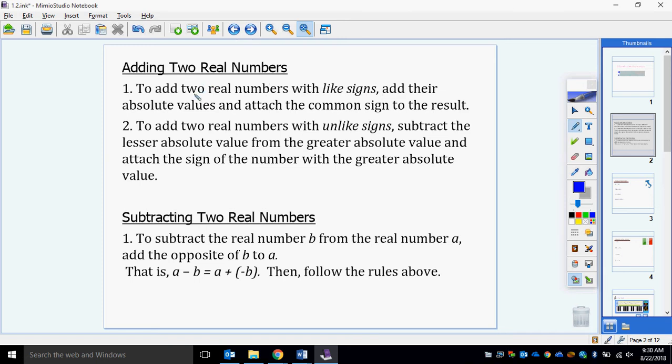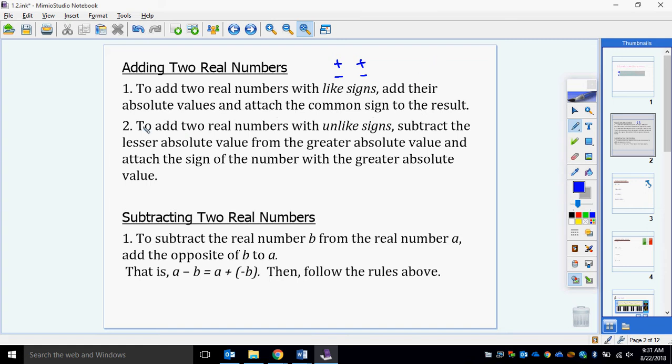These are rules that you may or may not like to use if you're a mental math person. If you're a calculator person, you may not ever use this, but if we're adding two real numbers with like signs, so either they're both positive numbers or they're both negative numbers, we want to add their absolute values, so what's the stripped down value of that number, and attach the common sign to the result.